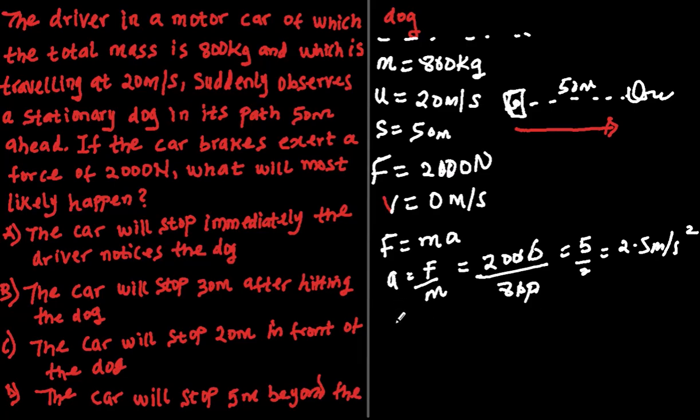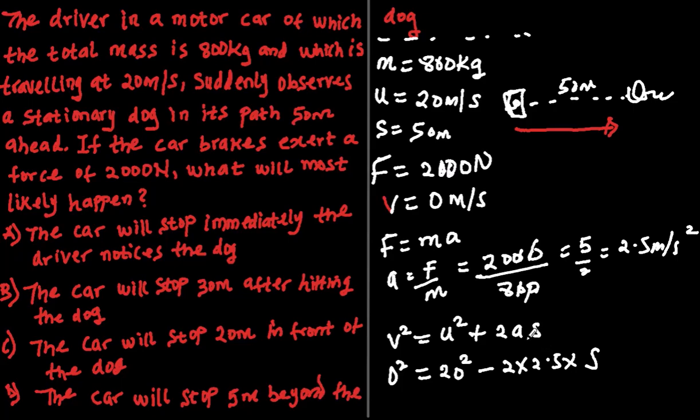So let's find the distance. Since we are looking for distance, we have our v, we have u, we have a now. So we are going to apply v squared equals u squared plus 2as. Don't forget that v is equal to 0. So 0 squared equals, u is 20, so 20 squared, now it's going to be minus now, 2 times 2.5 times s.